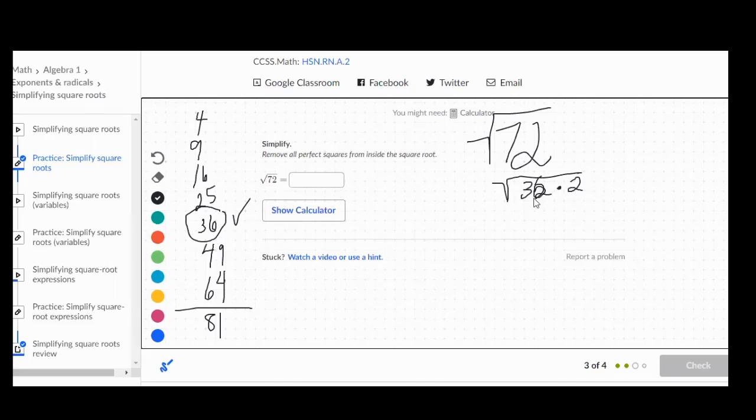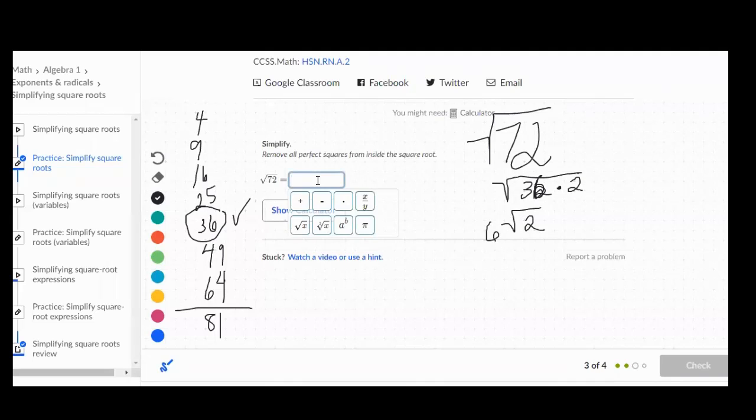Oops, that should be a 6. Excuse me. So you want to take the square root of 36, which we know from our list is going to be 6, and keep the 2 on the inside. 6 radical 2.